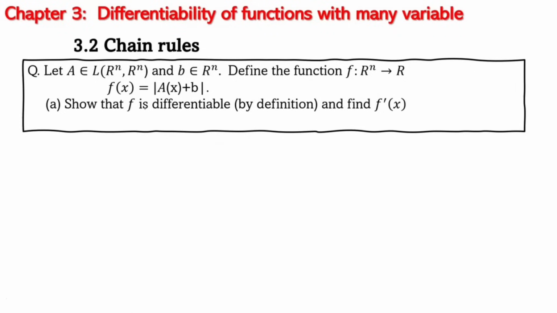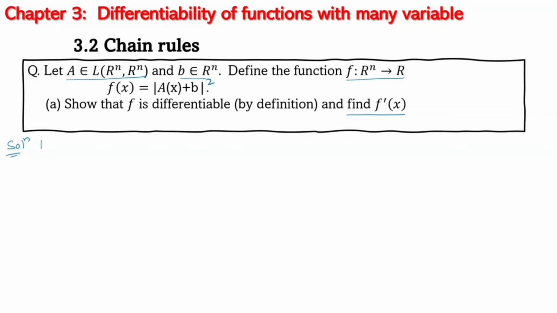Let's move to our next problem. A is a linear function from Rn to Rn and b is from Rn, and we define a function f from Rn to R as f of x equal to the norm of ax plus b, whole squared. First, show that f is differentiable by definition and find f'. So let's have the solution for this part.